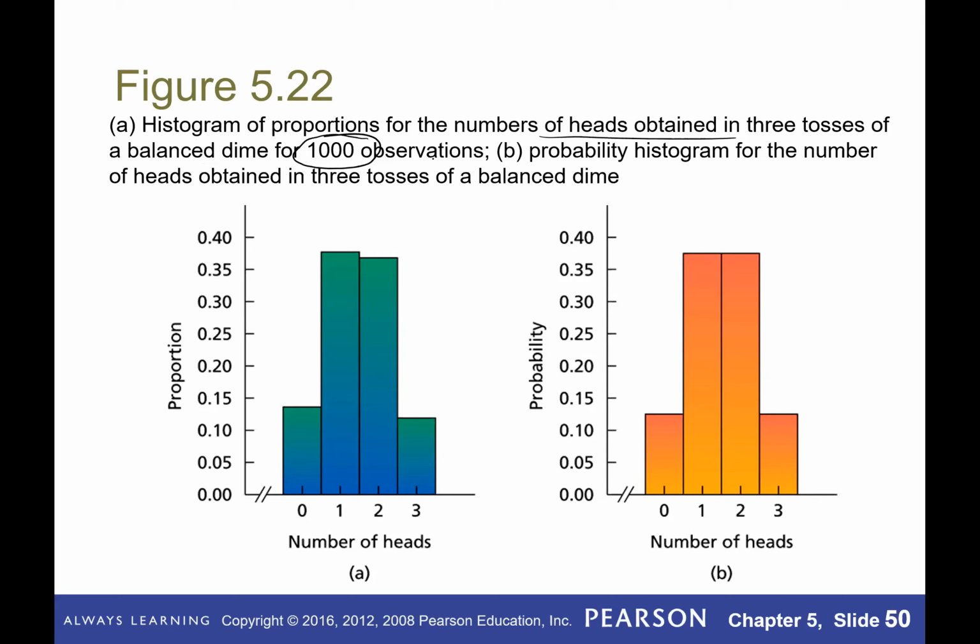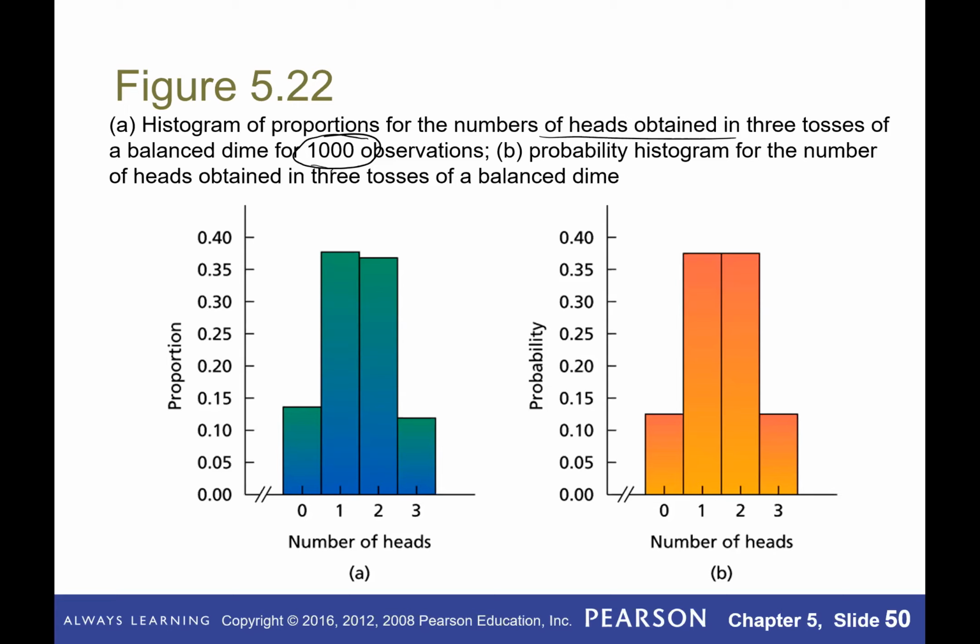So if you do the experiment a large number of times, and if you calculate the proportion corresponding to each outcome, that will give you the probability histogram or probability distribution. So if you toss a coin 1,000 times or maybe 10,000 times, and if you calculate the proportion for head and proportion for tail, that will give you the probability distribution or probability histogram.